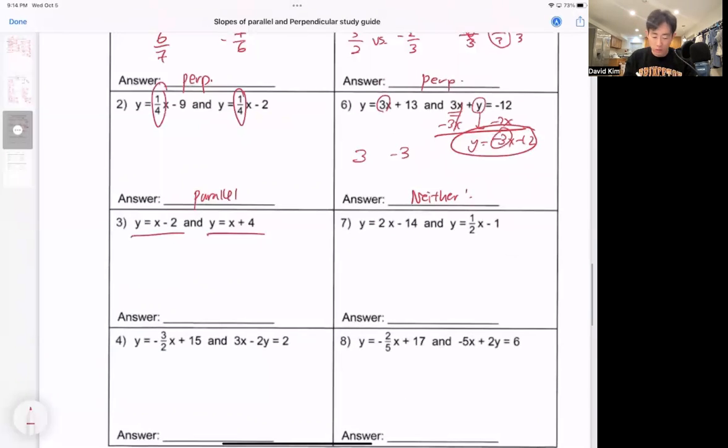X minus 2, x plus 4. The slope of both of these is 1, therefore it's parallel. It's 2 versus 1 over 2. It's reciprocated, but does not have the negative sign. Neither.